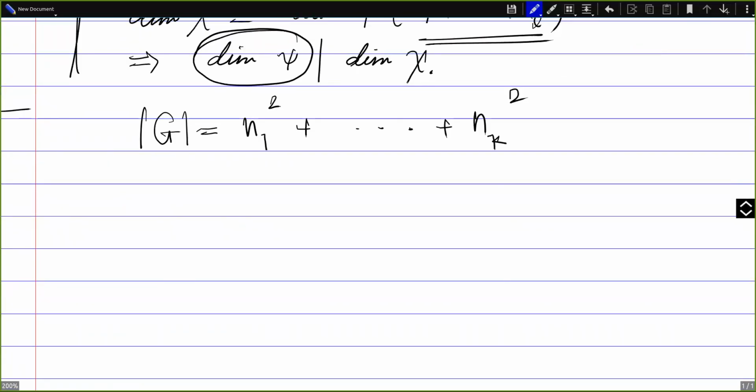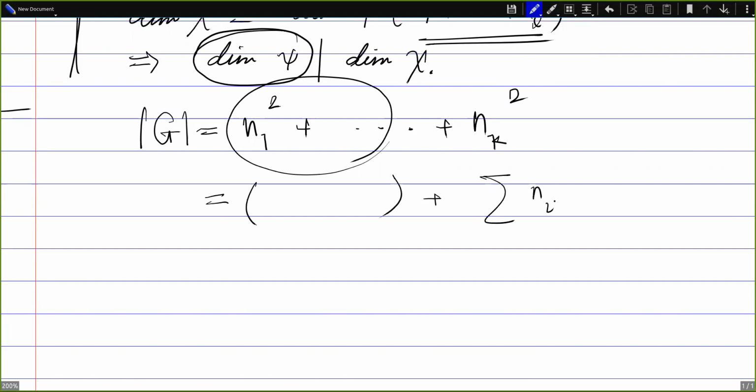So n1 up to n cap are the dimensions of all irreducible representations of G. Some of these ni's can be 1. So what we do is we first gather those ni's in this sum which are 1. So first we just take the sum of those ones, and then we'll just take the sum of the other ni's.